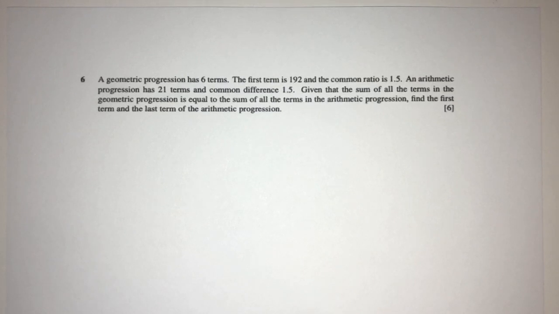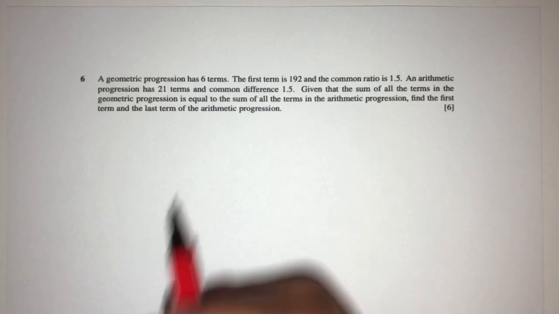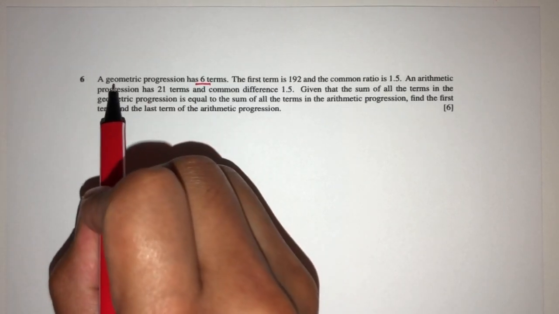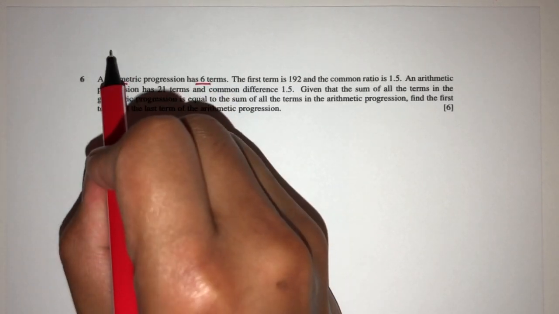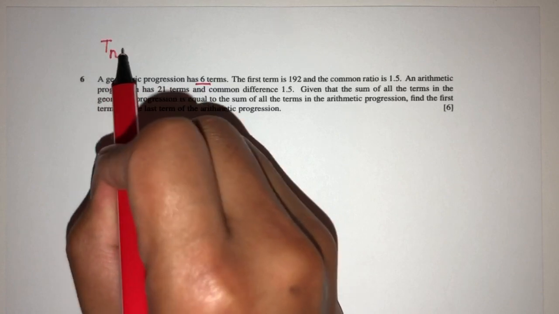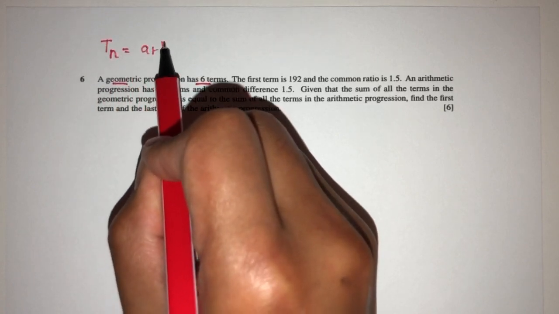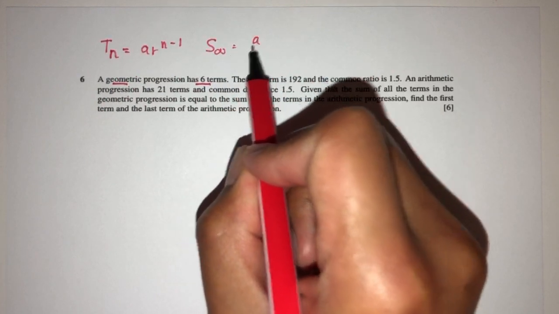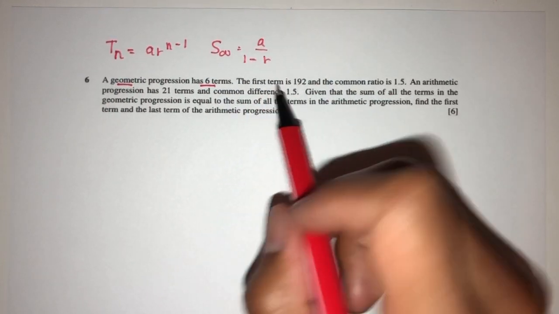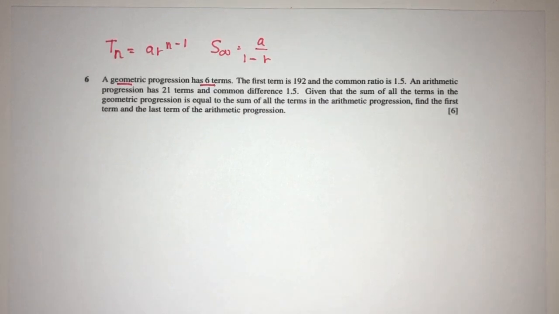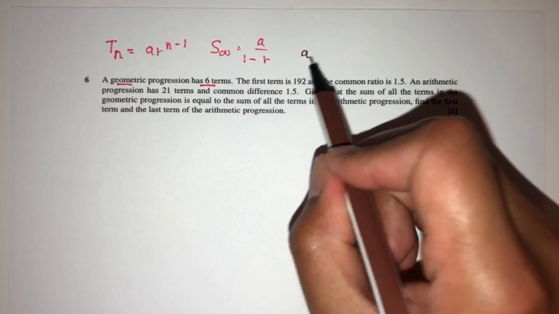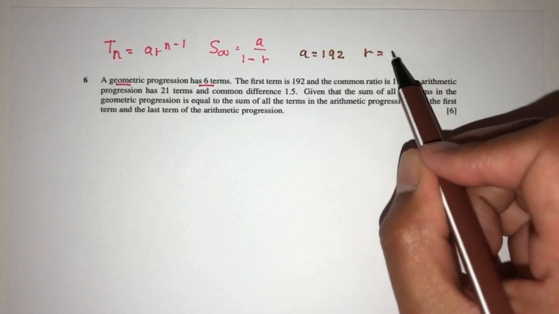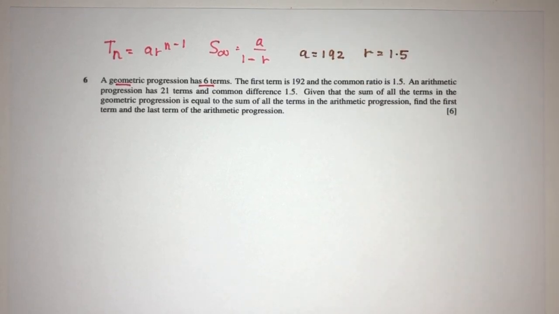Now for part 6, a geometric progression has 6 terms. Okay, so the number of terms is 6. Now we know we have a geometric progression, so the n-th term is going to be a r to the n minus 1, and the sum to infinity has to be a over 1 minus r. So that's how we can write it for now. The first term is going to be 192, and the common ratio is 1.5. Okay, these are the given information.